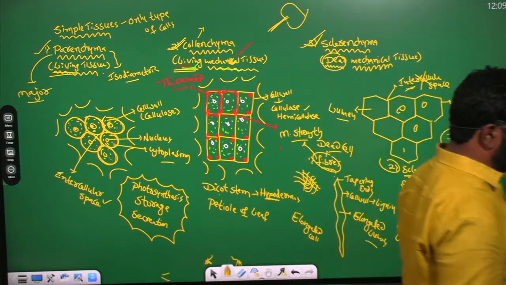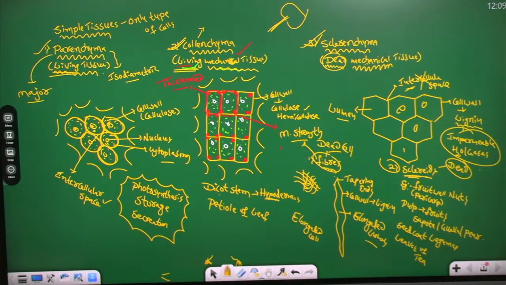Examples are very important. So generally sclereids, where are they located? It is located in the fruit wall of nut and also present in the pulp of some fruit like sapota, guava and pear, and also present in the seed coat of legumes, and also present in the leaves of tea plant.